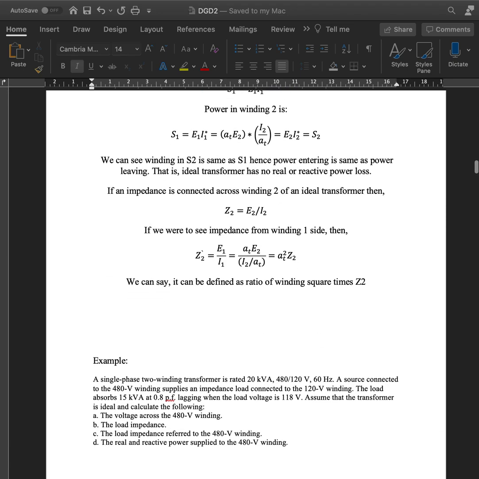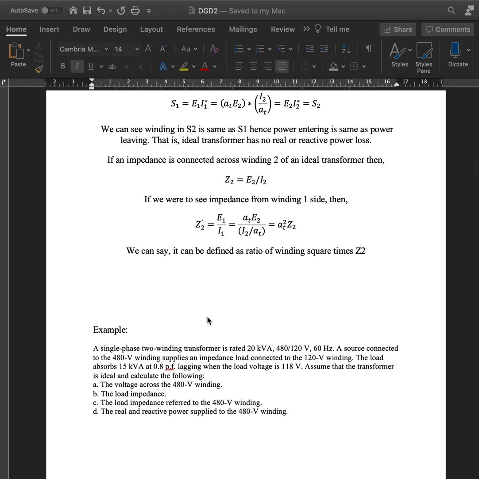Alright, so here's an example we're going to do. It's just a basic example. We have a single phase 2 winding transformer which is rated at 20 kVA, and it has a 480 to 120 volts. It's a step down transformer, 60 Hz. A source connected to the 480 volt winding supplies an impedance load connected to the 120 volt winding. See, as I said before, the impedance is always connected on the 120 volt side.